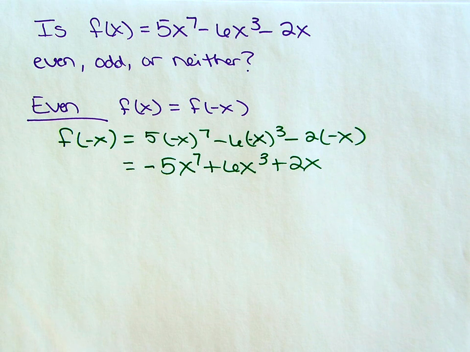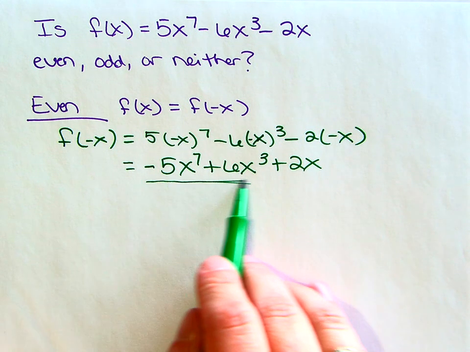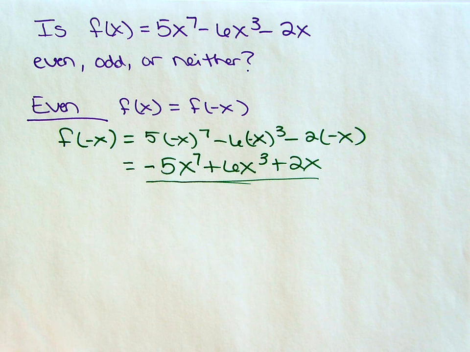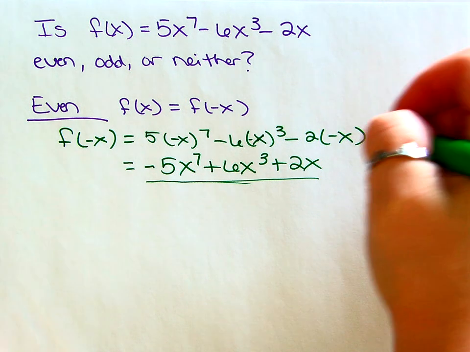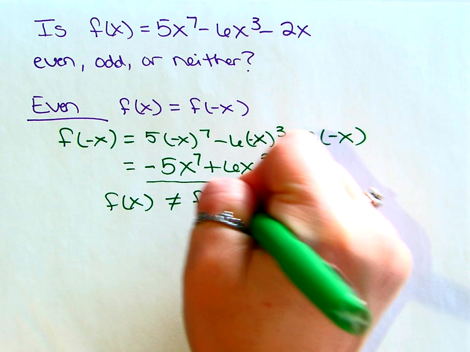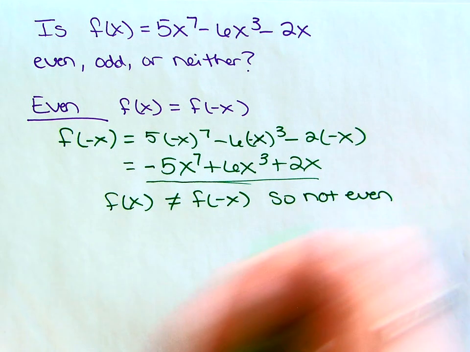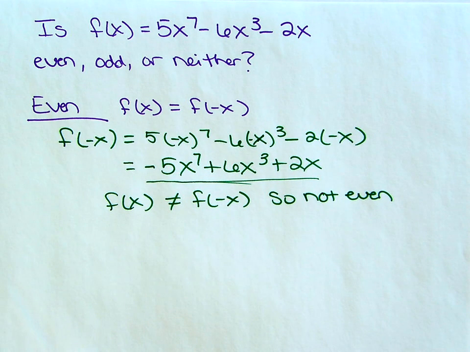So the question is, is this function the same as the starting function? No. So that means it's not even. F of x does not equal f of negative x. So not even. So then we test odd.